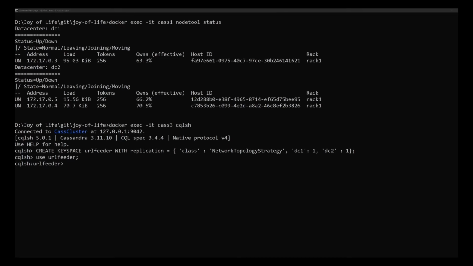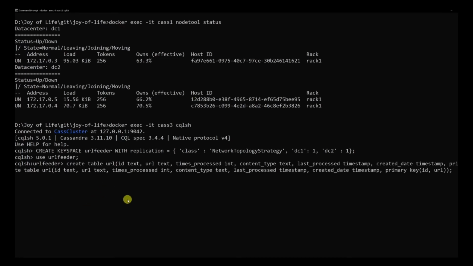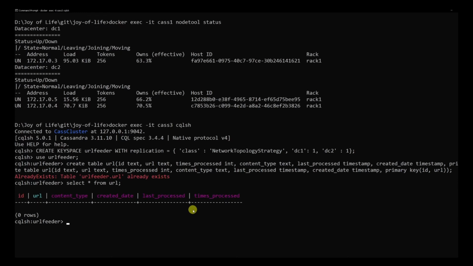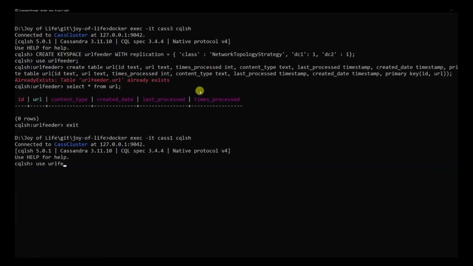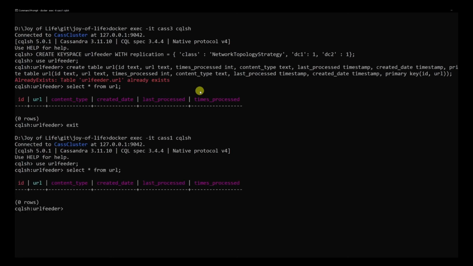Let's create the same table as we have created earlier. Again, the same table, the same command, no change: id text, url text, timestamp, all those same things. We are going to go ahead and create the table. Okay, this table is here and the table is empty, and we have done it in Cassandra instance 3, right? So let's exit from here and let's go to instance 1, which is in DC1. We are going to use url_feeder. It should be there, and if we do a select star from url, the table should be here. So you can see the table is here.